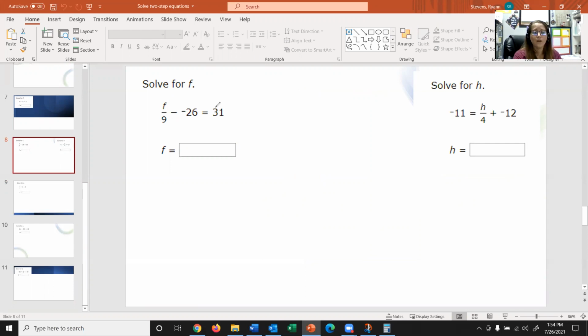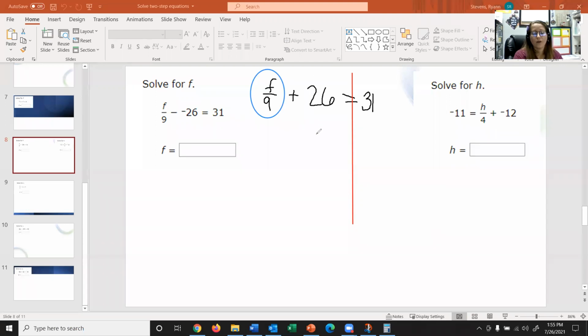Okay. So I'm going to start with solving for f over here, and I'm going to rewrite this as f over 9. And then I have this minus a negative number. Now, I have a minus negative, so those double negatives are actually going to create a positive. Okay, so it's actually plus 26 is equal to 31. Now I can draw my line at the equal sign. And then I can say, okay, the first thing I need to do is get this variable by itself. And since f is with 9, we're going to leave that alone.